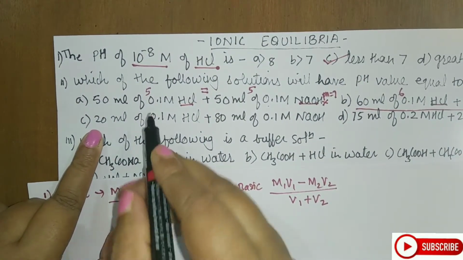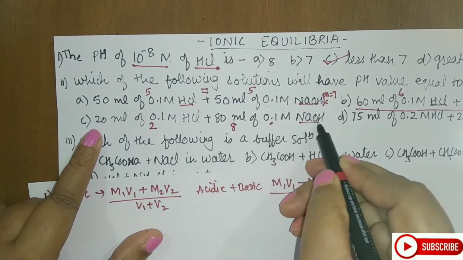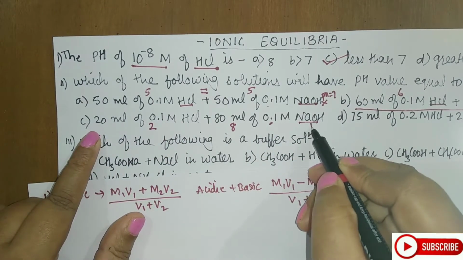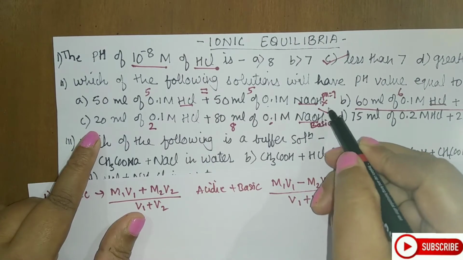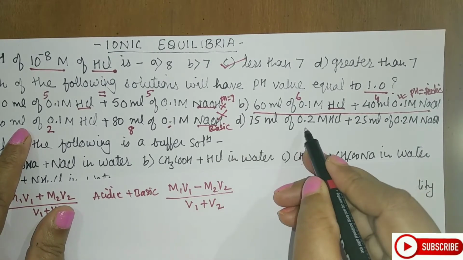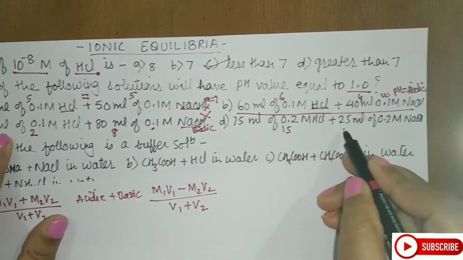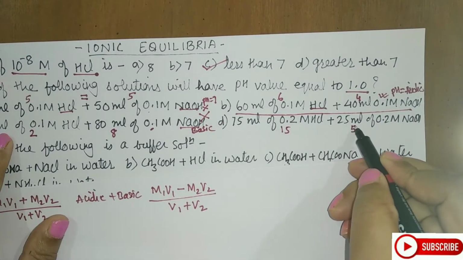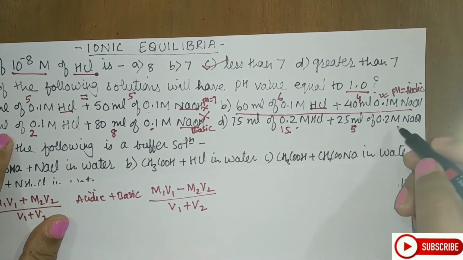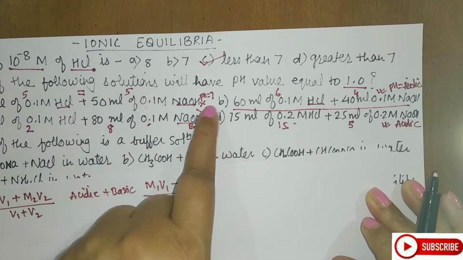20 ml of 0.1 means this is 2 and 80 ml of 0.1, so this is 8. Means NaOH is more as compared to HCl, and therefore for this option the pH will be basic. And therefore this option is also ruled out. Now let us come to this, that is 75 ml of 0.2. 75 into 0.2, this will give me 15, and 25 into 0.2, this will give me 5. So here 15 is more than 5, and therefore this is also an option where the solution is acidic. So now I am left with B and D options.